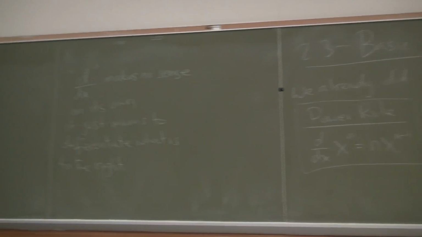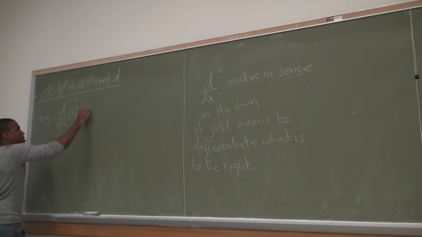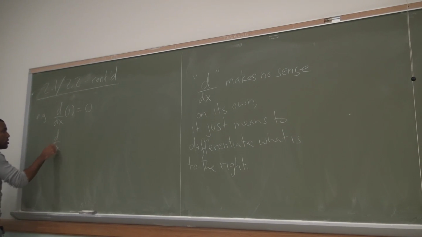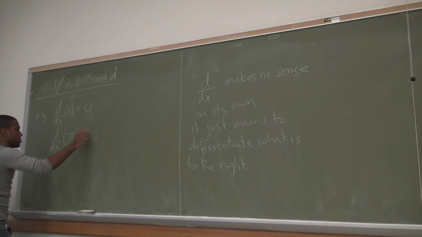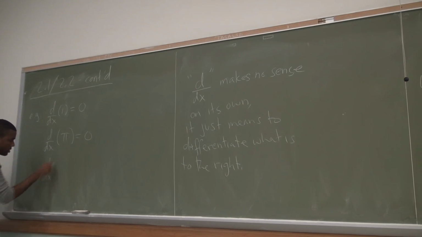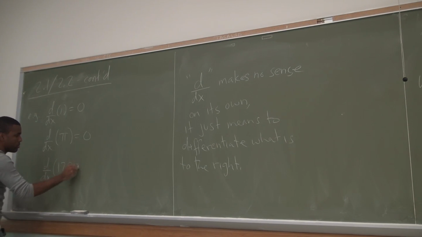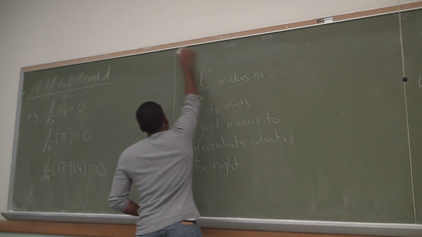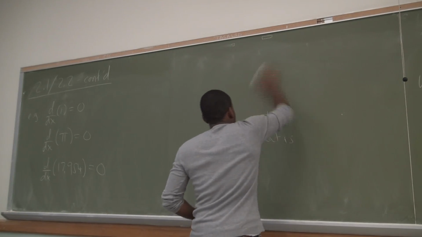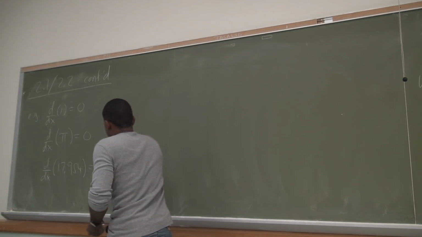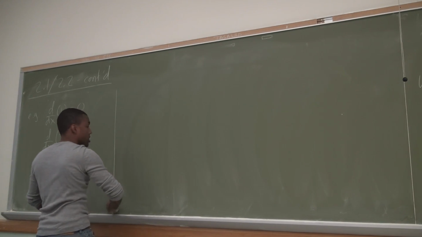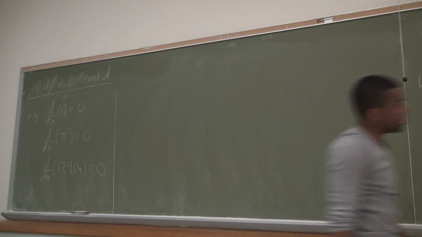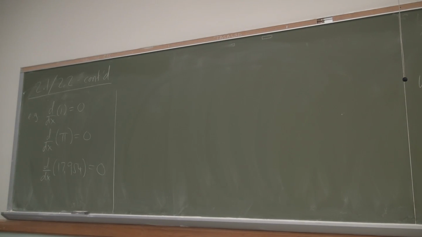For example, derivative of 1 is 0. Derivative of pi is 0. Derivative of 17.954 is 0. Doesn't matter the constant, you will always get 0 when you take the derivative. Right, so this is a rule that you should know, constants. Sort of know it by heart.